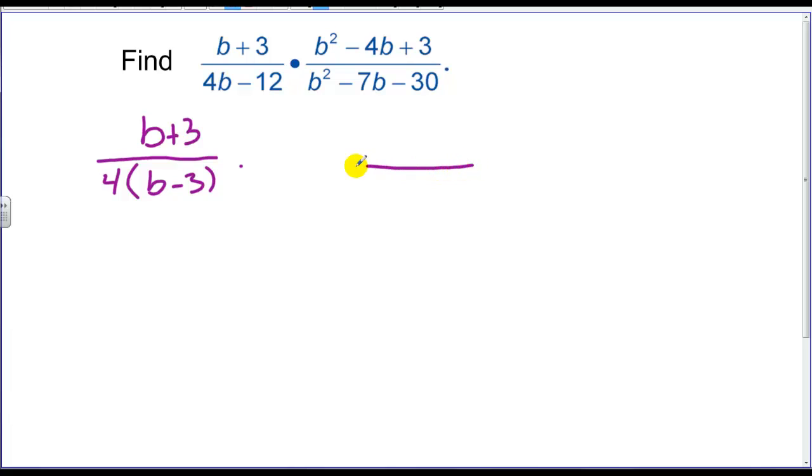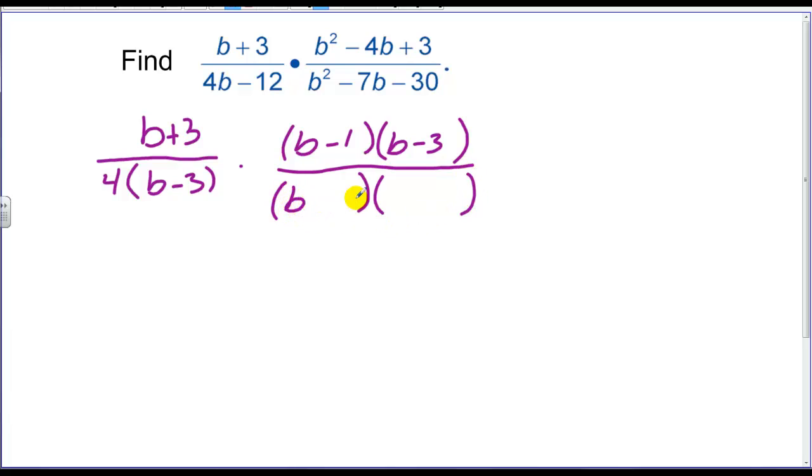That's multiplied by, I'll factor the numerator. You need to find out what multiplies to 3 and adds to negative 4. That's a b and a b, and a negative 3 and a negative 1. In the denominator, I have b and a b. What multiplies to negative 30 and adds to 7. That's a 3 and a 10. Negative and positive.